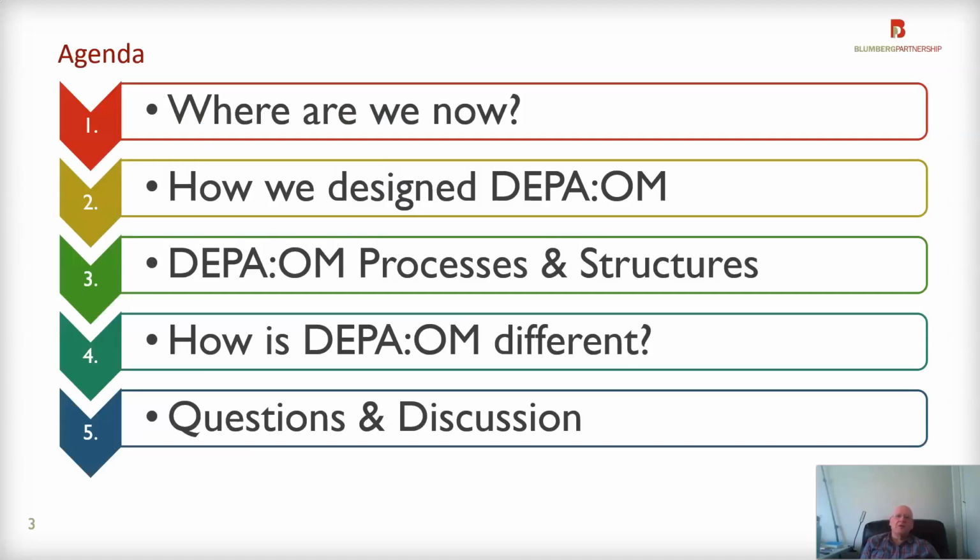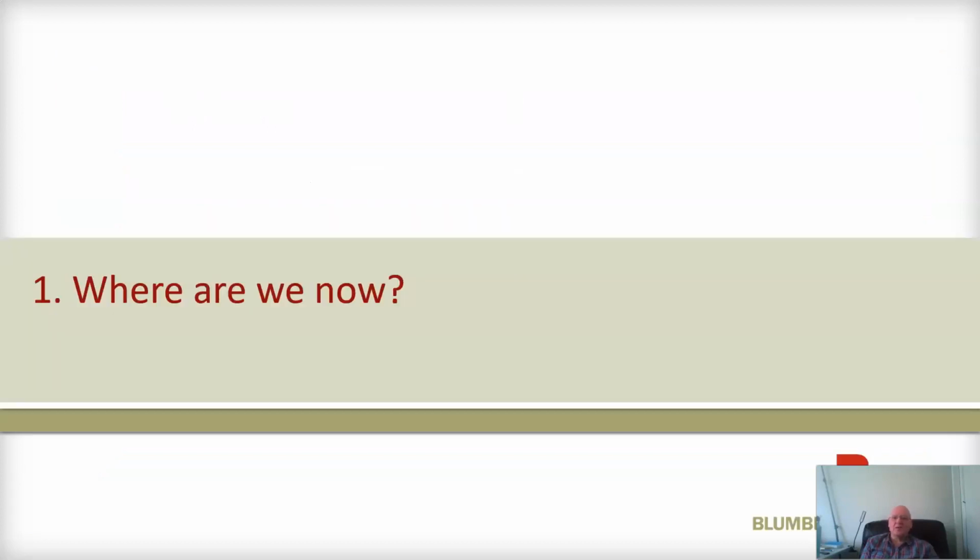to be talking about. So what I'm going to do is we'll have a look at where are we now with People Analytics operating models. How did we design this new operating model called Deeper Oem, Digital Era People Analytics Operating Model? We'll have a look at some of the processes and structures that make up Deeper Oem, and also how it's different, and then we'll get on to some questions and some discussion. So let's start off by saying, where are we now with People Analytics operating models?